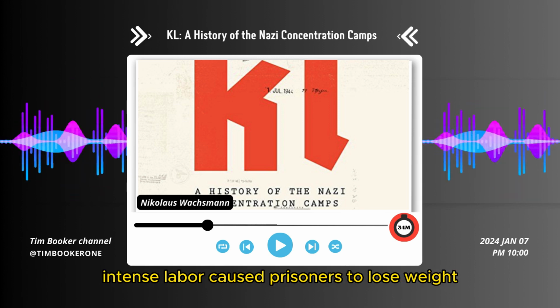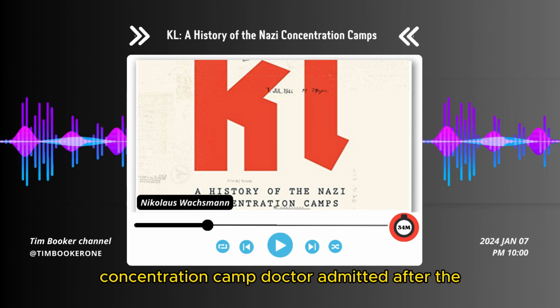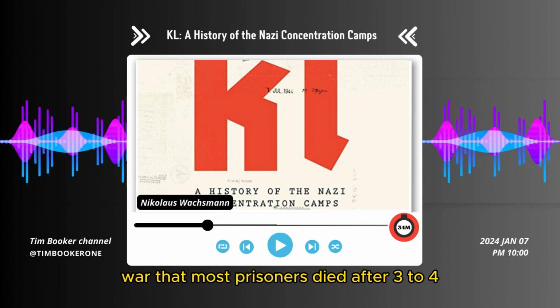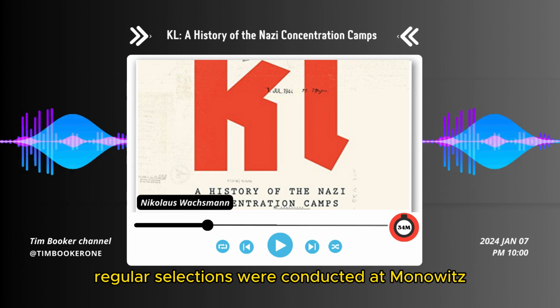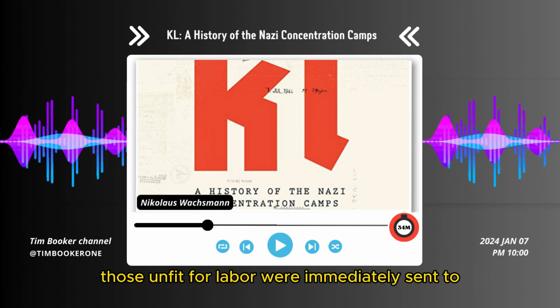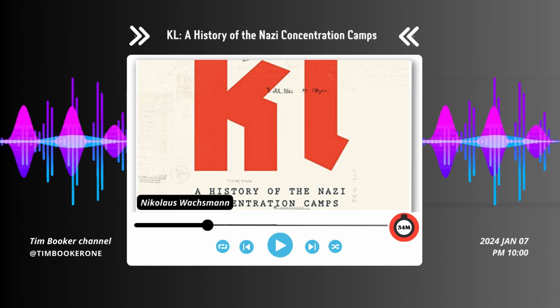The intense labor caused prisoners to lose weight at a rate of 2 to 4 kilograms per week. A concentration camp doctor admitted after the war that most prisoners died after 3 to 4 months of labor. To maintain factory output, regular selections were conducted at Monowitz. Those unfit for labor were immediately sent to gas chambers, replaced by new arrivals.